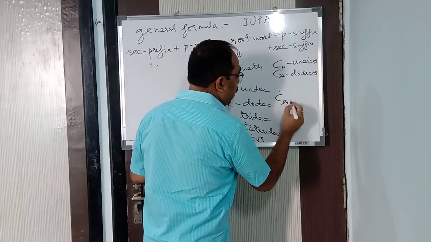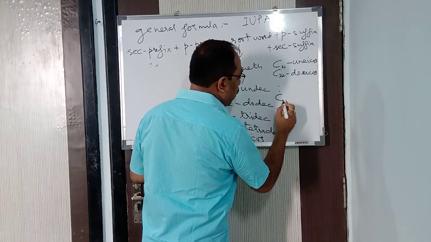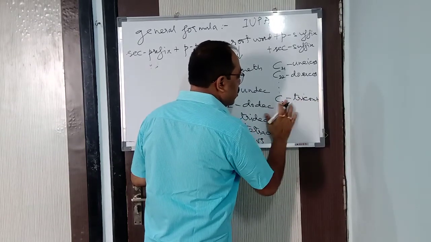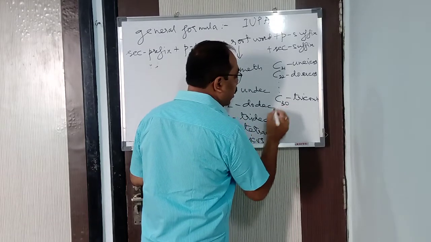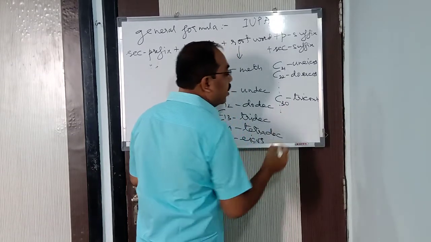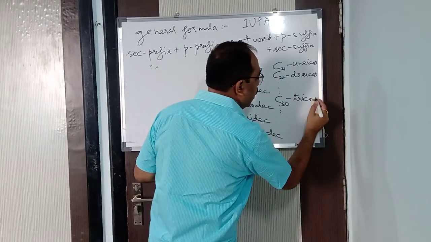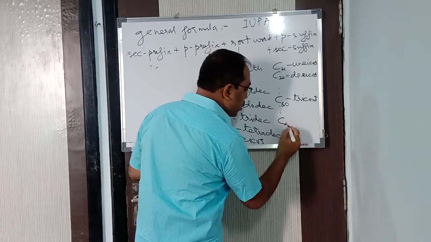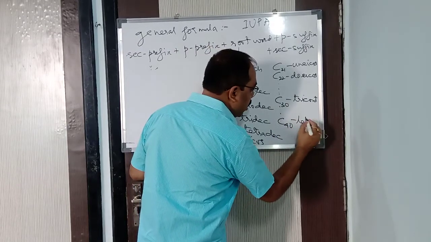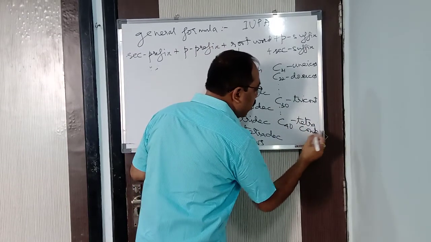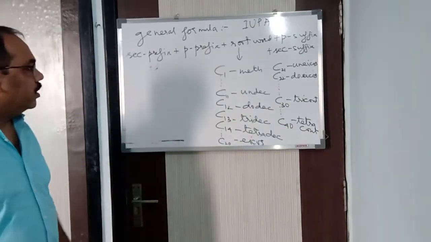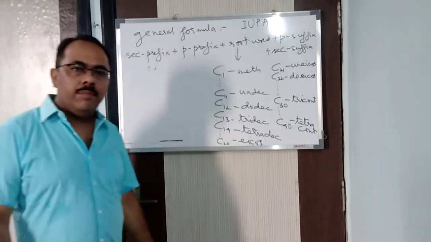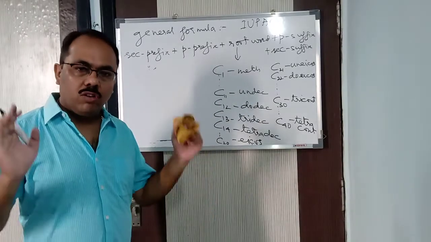And C30, what about C30 now? It is tricont. Then C31, antricont. C32, dotricont. In this way it goes on. C40, tetracont. In this way it goes on. Clear? That is the root word: the maximum number of carbon atoms in the main chain or the primary chain.